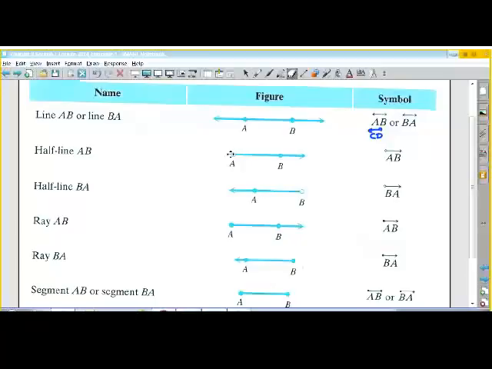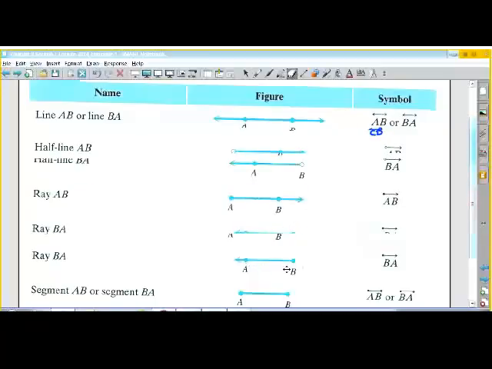A half line is the same thing, except you don't include point A. So it's like it's infinitesimally close to A, but not exactly at A. These aren't used that much, so I won't even test on it. So know what a line is, know what rays are.